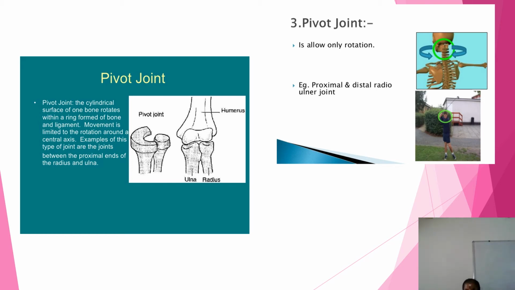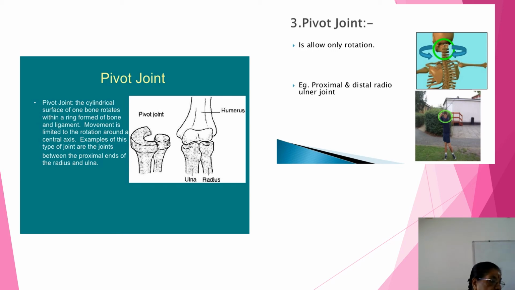This is pivot joint. I hope you understand. So now, pivot joint: the rounded structure of one bone fits into the ring formed by the other bone. I repeat, pivot joint is a rounded structure of one bone that fits into the ring formed by the other bone.